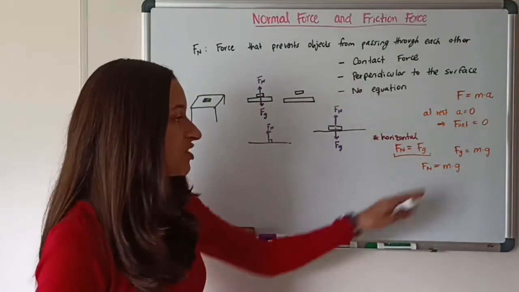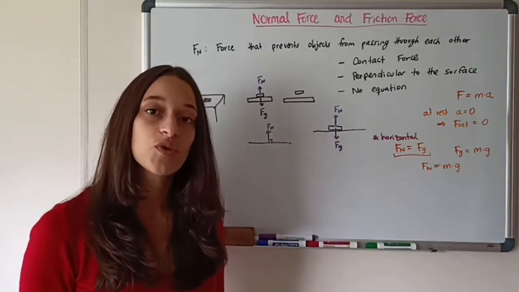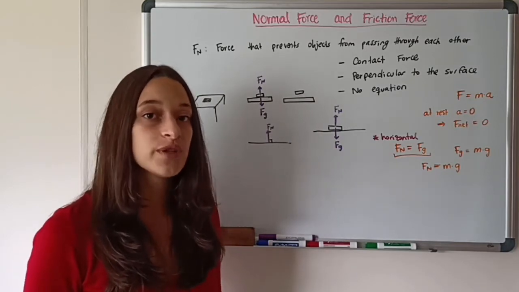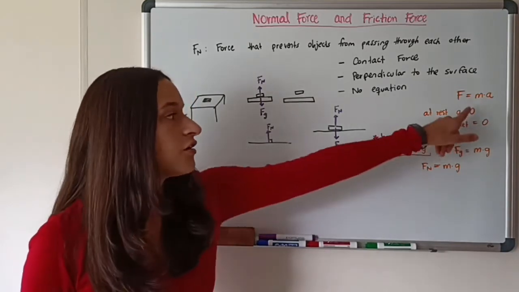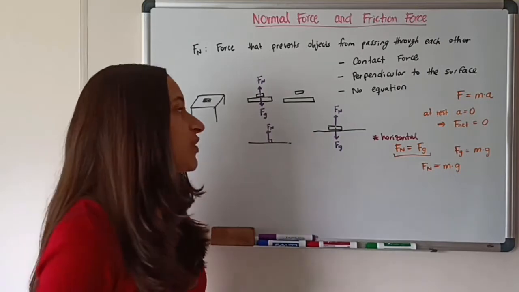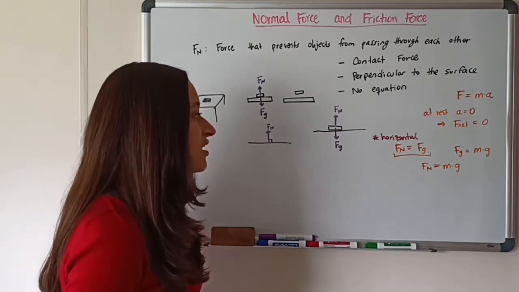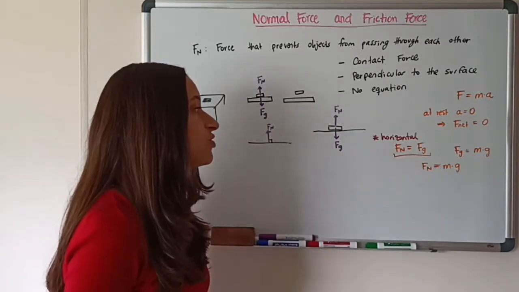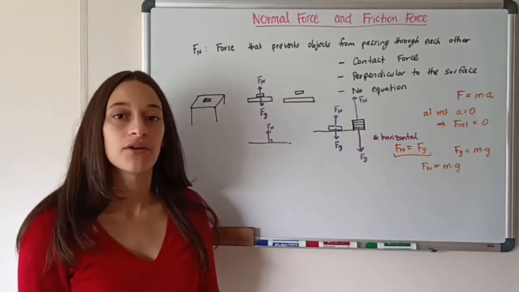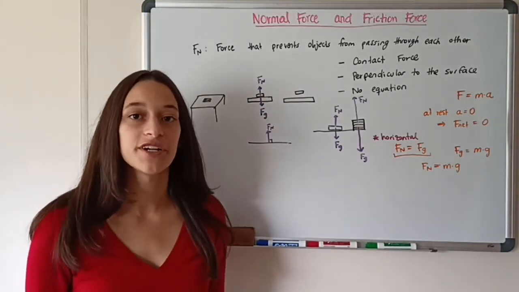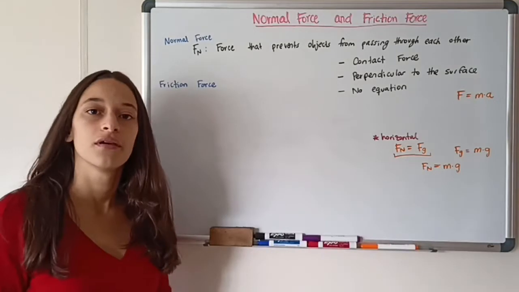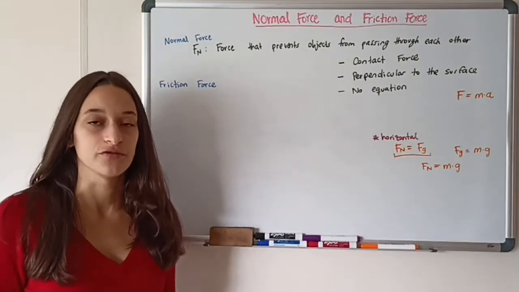So you can keep that equation in mind, but that is not the general equation of normal force. That is only a consequence of Newton's second law when there is no acceleration and the object is on a horizontal surface. Now keep all of this in mind and we'll move on to friction forces. Okay, so now for friction force.